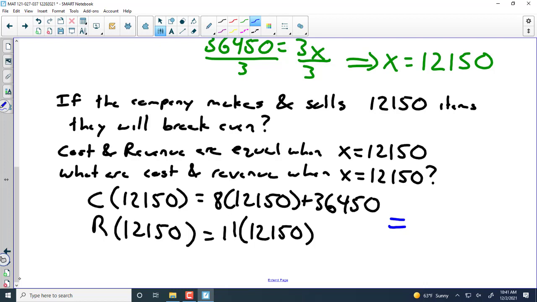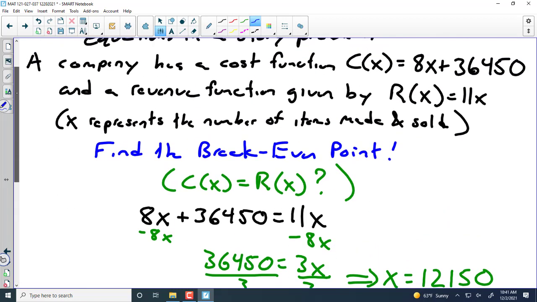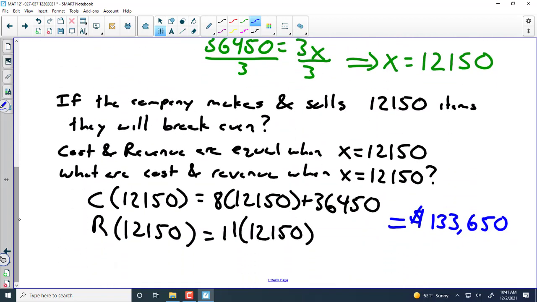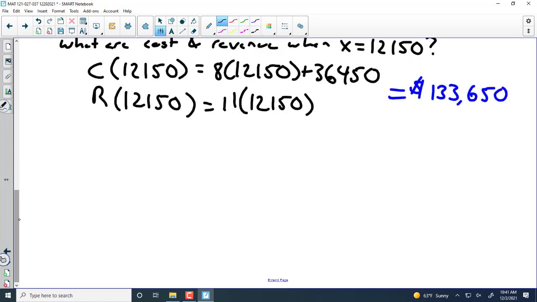What are we getting? 133,650. So if a company has a cost function of 8x plus 36,450 and a revenue function of 11x, then if they make and sell 12,150 items, the cost and revenue will be equal at $133,650. Class.